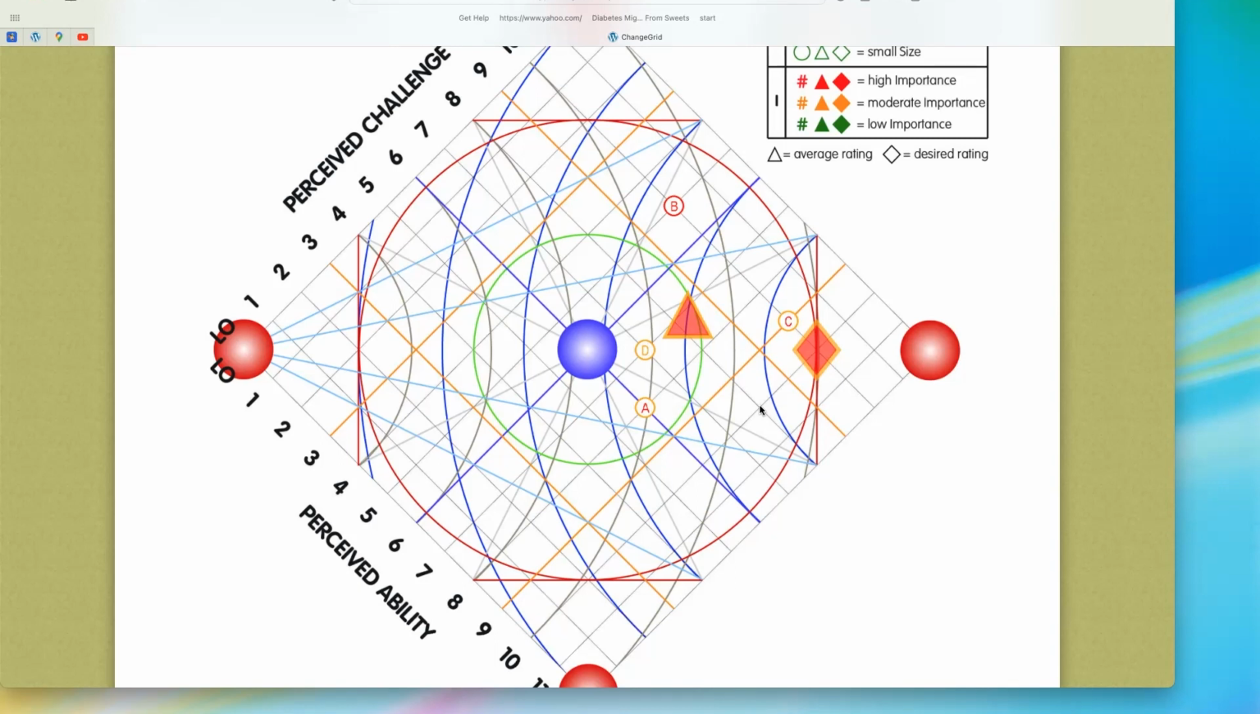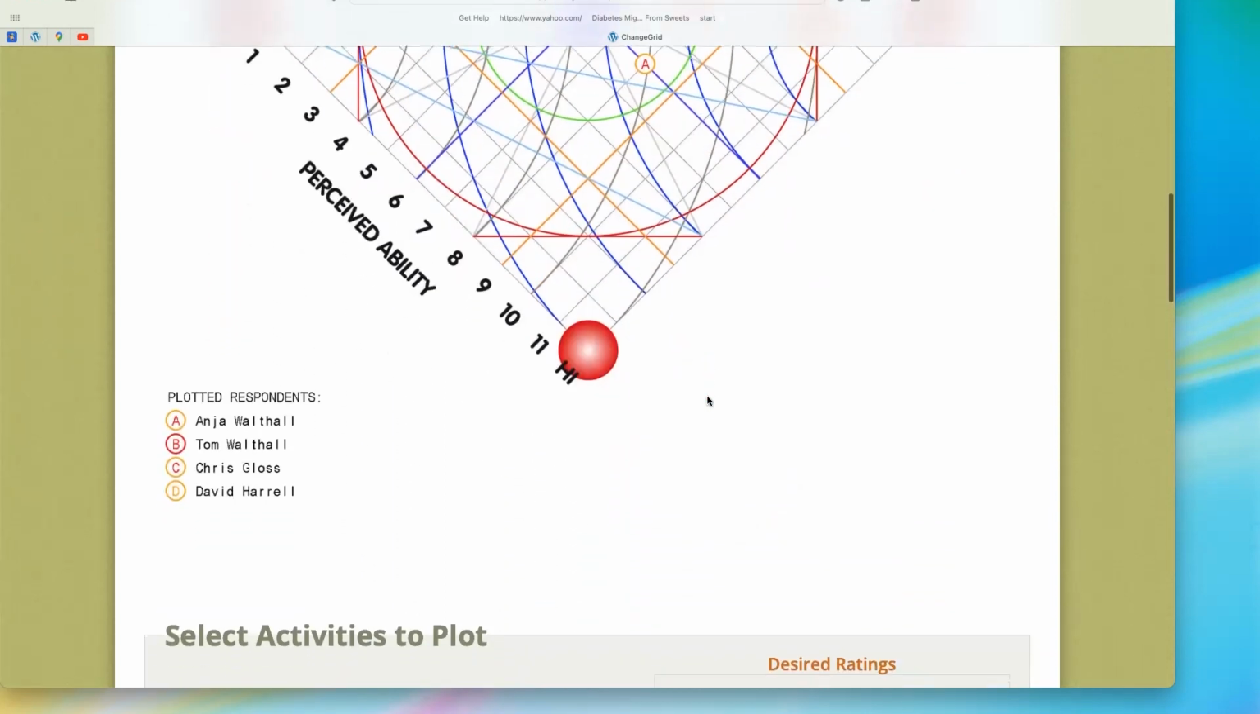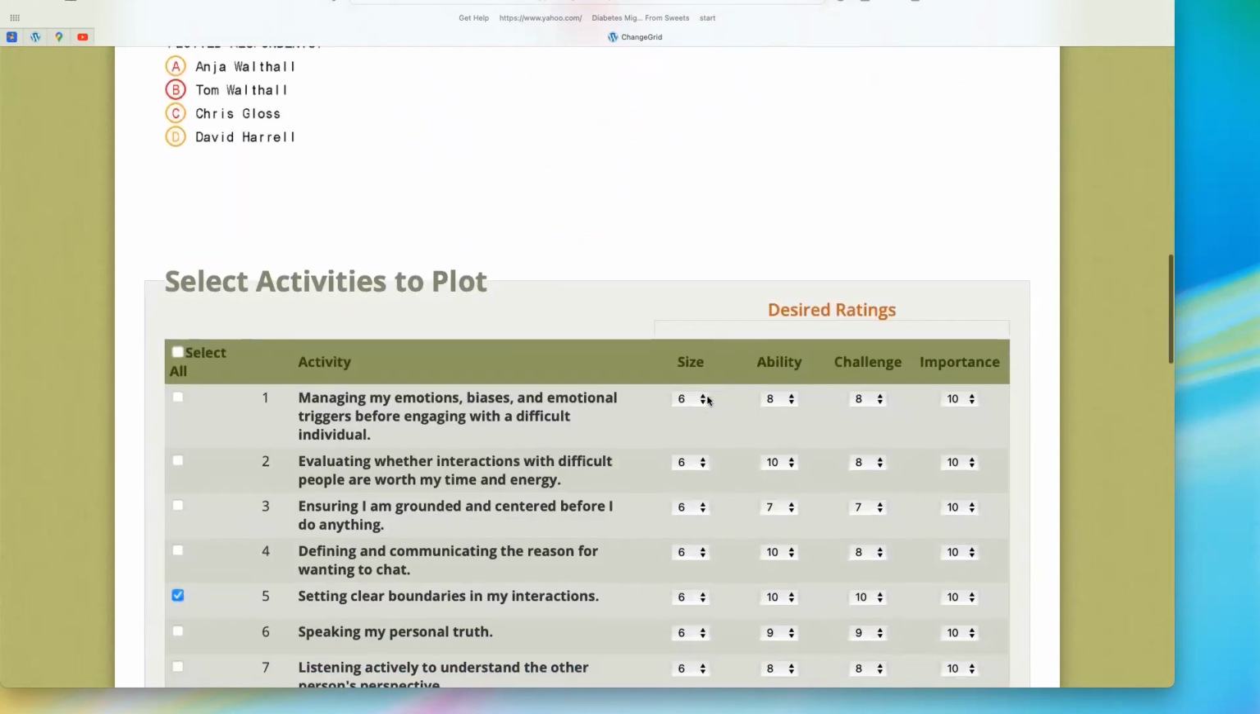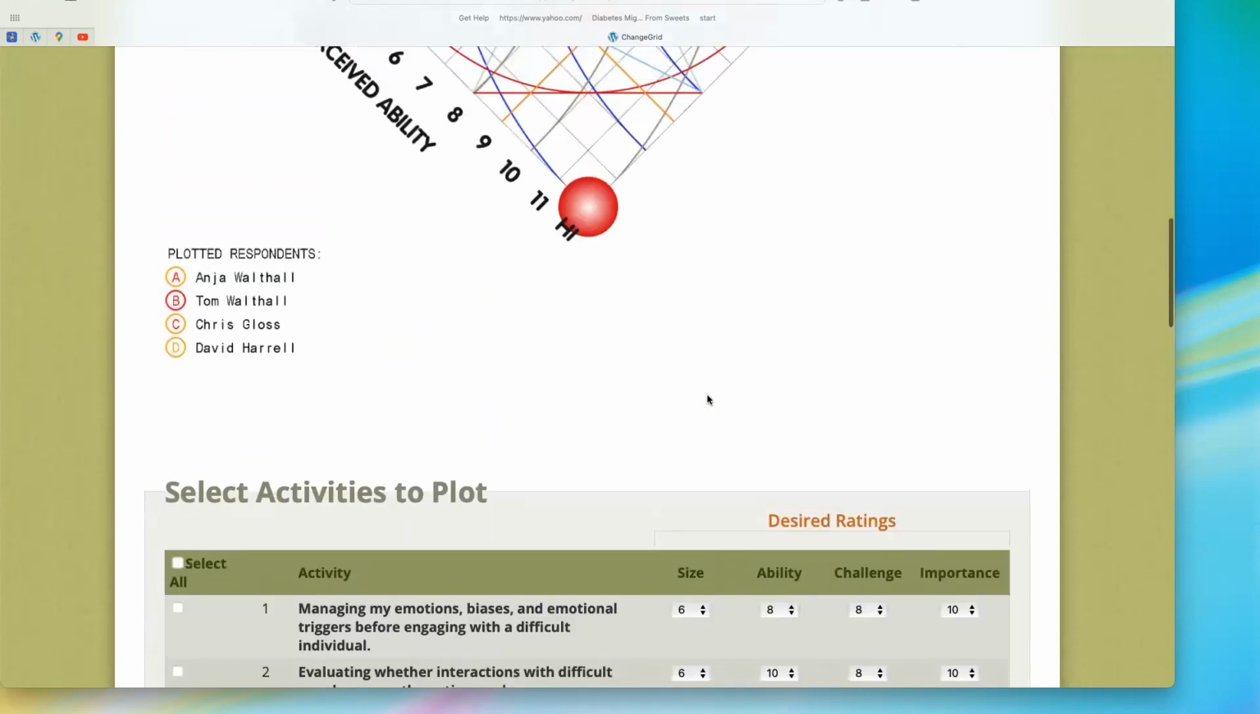Now the question is, why do you think T said that's the ideal location for this activity? Do you agree with it, not agree with it? If you don't agree with it, where do you think it could be? And then we'll talk about things from there. So I said it should be at coordinates 10, 10. And again, the activity number 5, setting clear boundaries in my interactions.